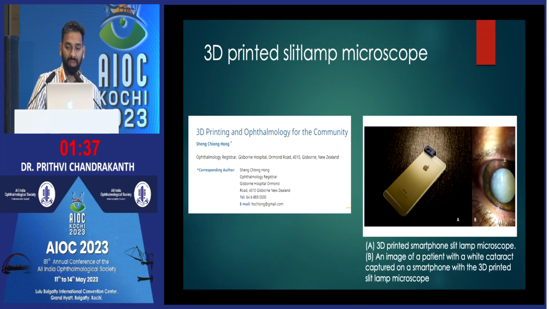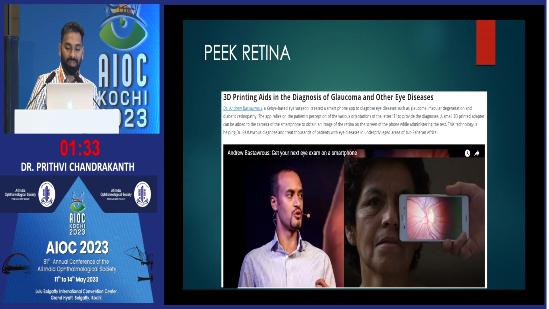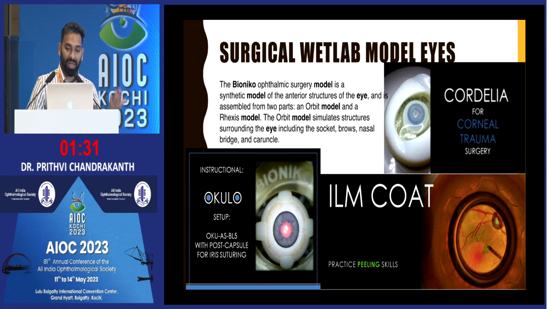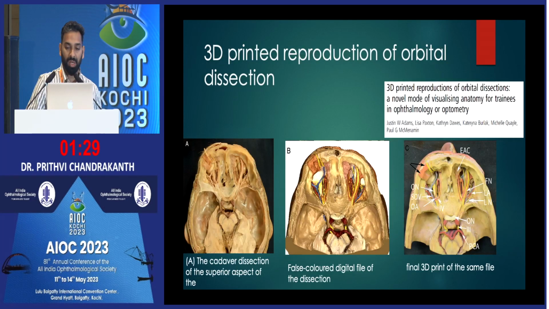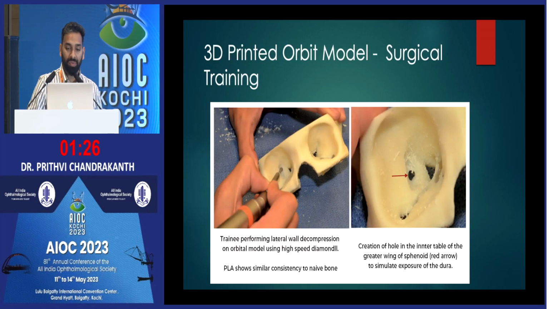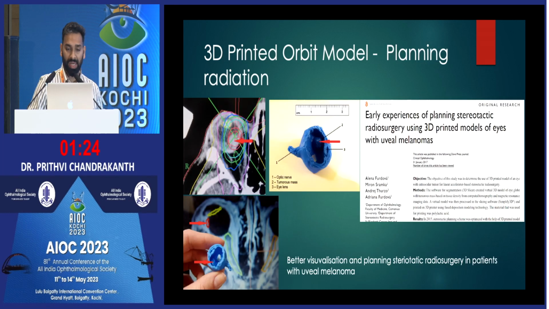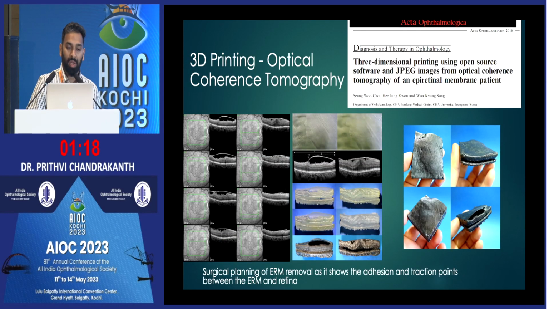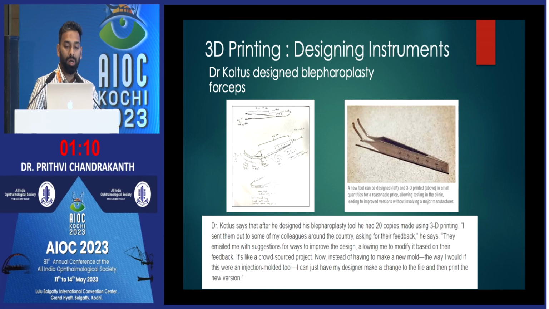And we have a 3D printed slit lamp microscope, which increases the zoom. Also, we have wet lab surgical models which are being used for training, and there are 3D printed models for planning radiation, and even a 3D printed model of OCT, made to help the patient understand what he is going through in a real time model.